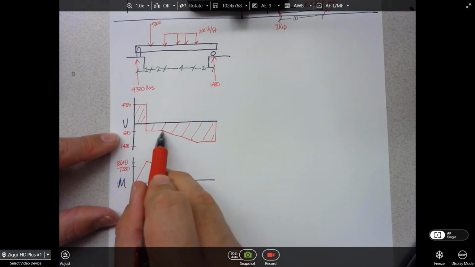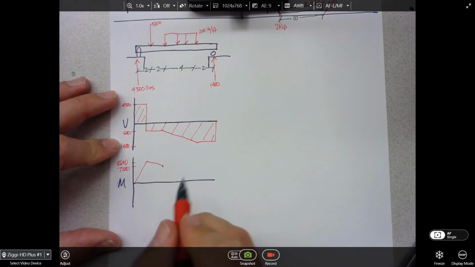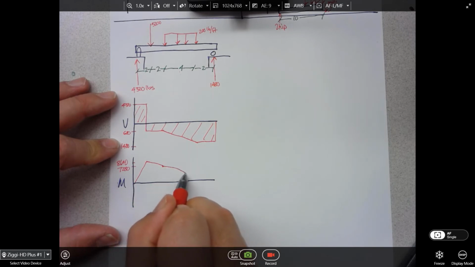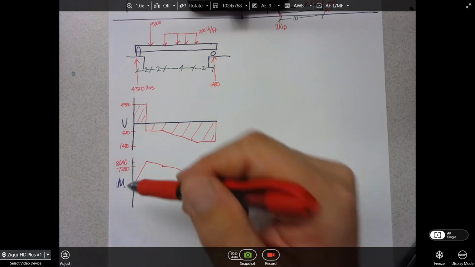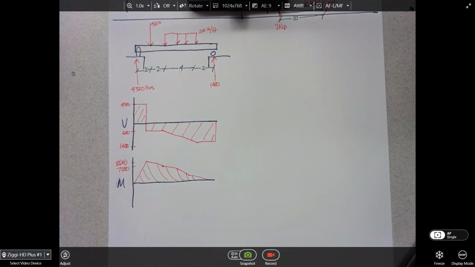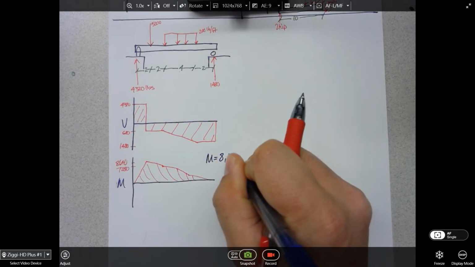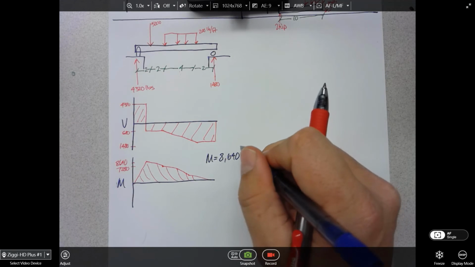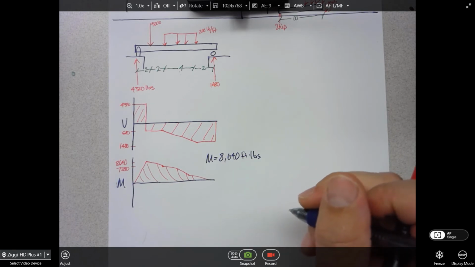Then we need to find what happens from here to here. It becomes a curve, because I start with a tangent slope that's increasingly negative. So it's going to do something like that, approximately. Looks good. Okay. So what is my maximum bending moment? 8640. Is that another tangent slope at the end? Yeah. And that would be foot pounds.